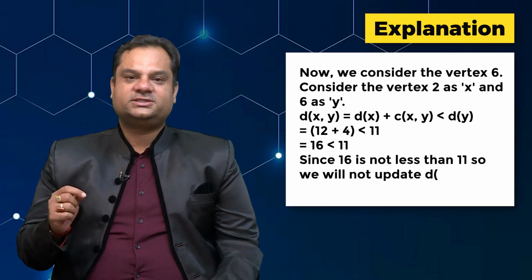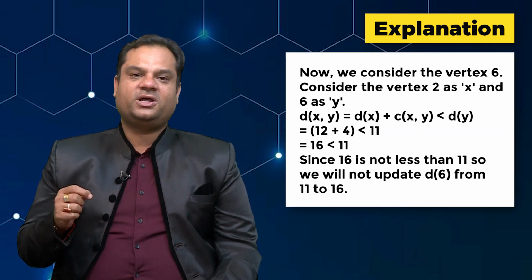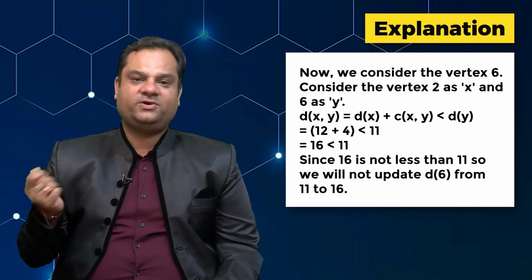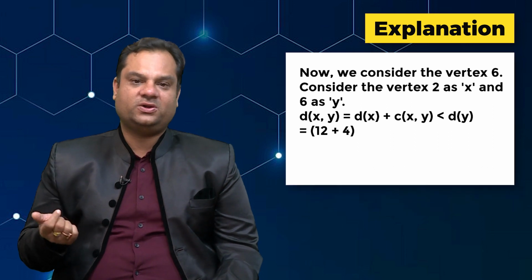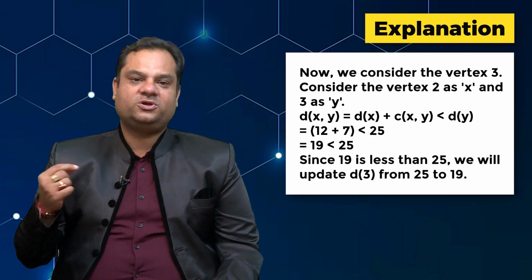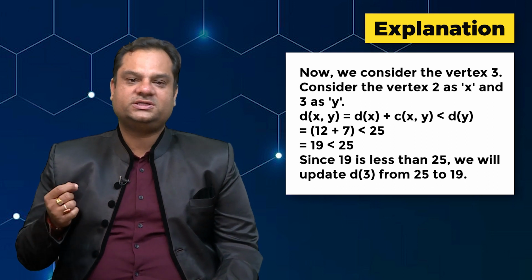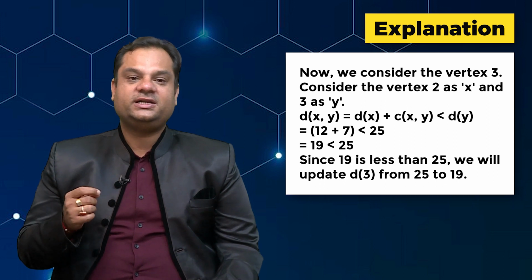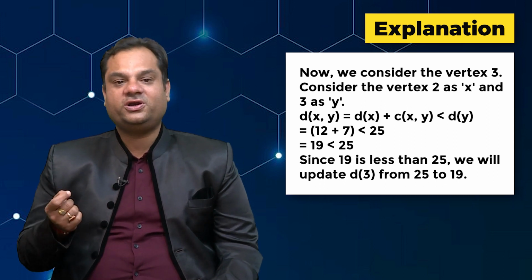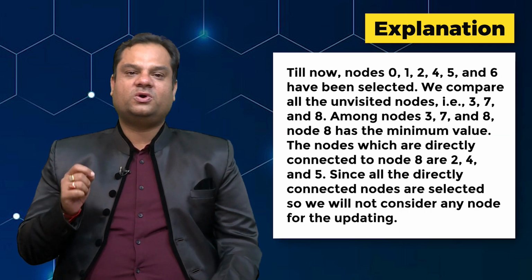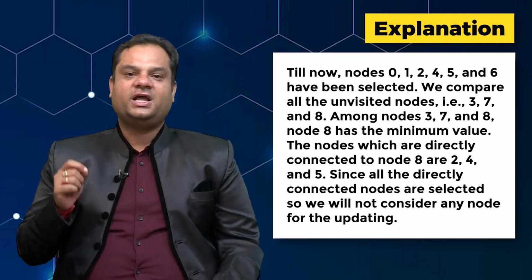Now consider vertex 6, again with the same formula. The new value is 16, which is greater than the previous value 11, so we do not update it. Next is vertex 3. Again we put d of x equals 12, c of xy equals 7. The new value is 19. Since 19 is less than the old value 25, we will update d3 from 25 to 19.